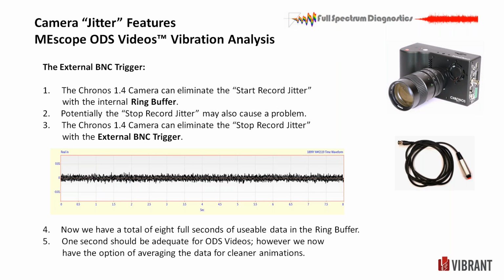They don't think that you need any type of thing to start the camera because it's just going to run through its ring buffer, and all you need to do is stop it at the appropriate time after your high-frequency event has occurred, or high-speed event. So we can potentially have a record stop jitter response as well. This will take care of it. Okay, BNC external trigger. Now we have a total of 8 full seconds of usable data in the buffer ring.